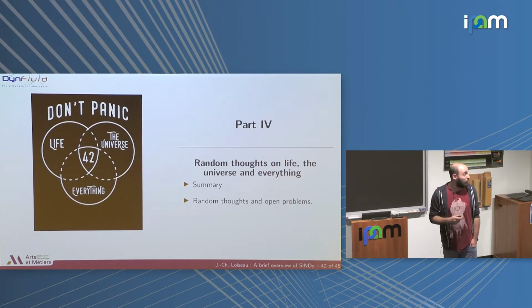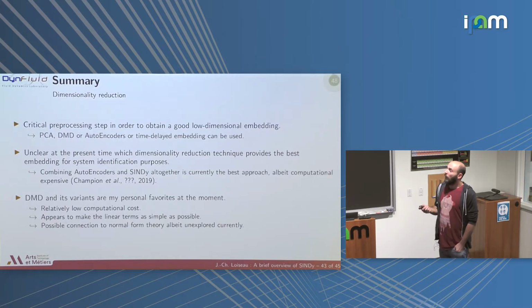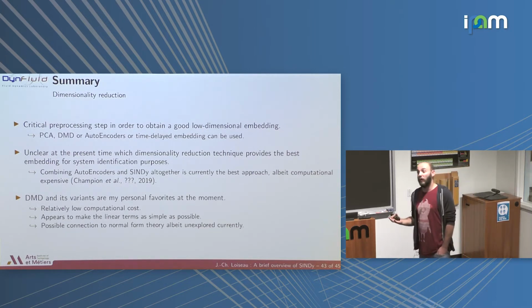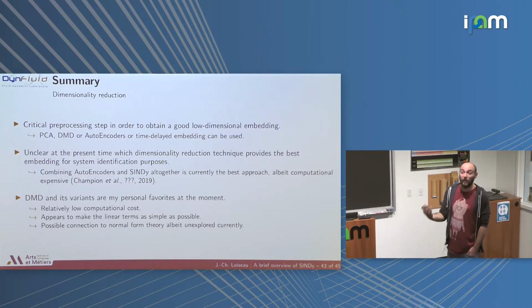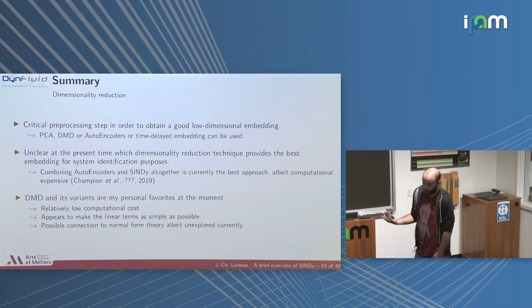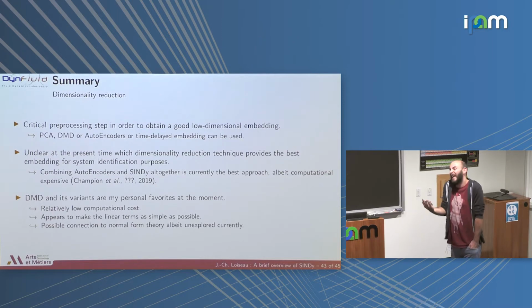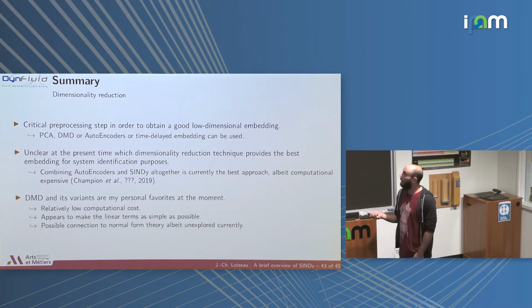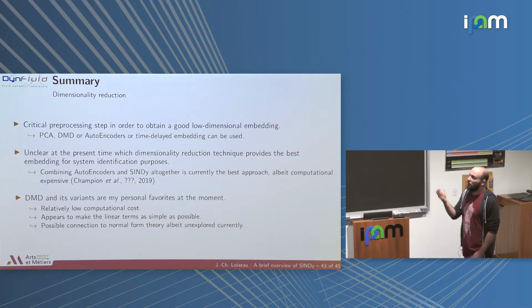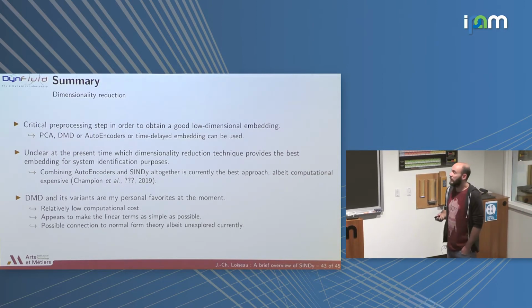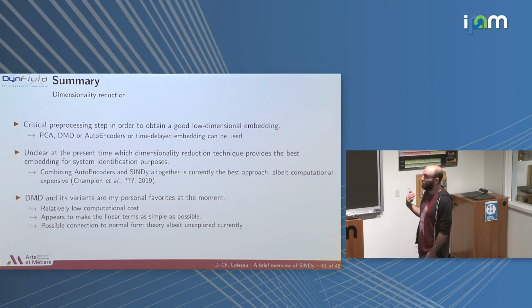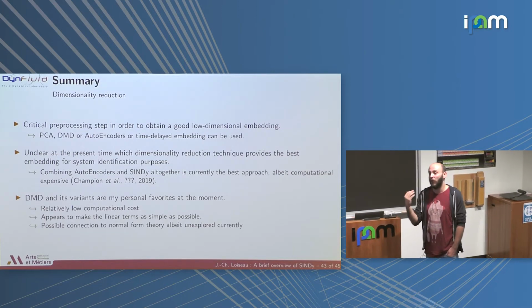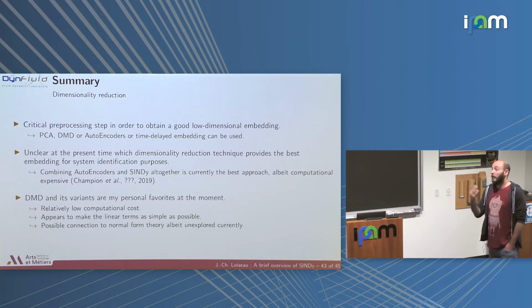So I'm going to cut this long story short. So just a few words. Dimensional reduction is a critical pre-processing step when you want to apply SINDy to high-dimensional systems, actually. One of the crucial assumptions is that your high-dimensional system is not that high-dimensional. You have some kind of low-dimensional coherent structure that is hidden. You could use PCA, POD, DMD, time delays, autoencoders, anything you want. But the thing is, at the present time, it's not clear yet which dimensional reduction technique provides the best embedding for system identification, right? Because here, it turns out it works.